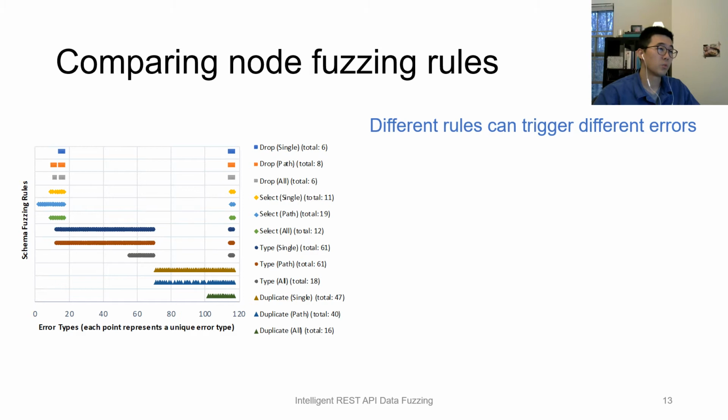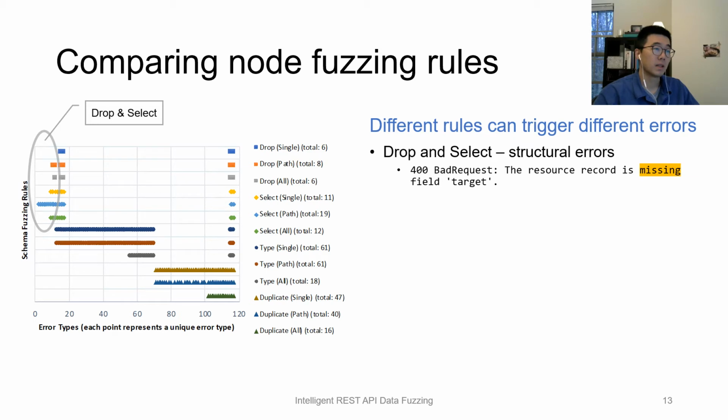The first observation we had is that different rules can trigger different kinds of errors. The figure here shows what kind of errors can be found by each rule. Each column represents a unique error type, and the points in the row show the error types found by each rule. So each point shown on the row means that it can find this kind of error type. For drop and select, they can trigger structural errors that no other rules can find. So we can see that on the left of the figure, there are some error types that can only be found by drop and select.